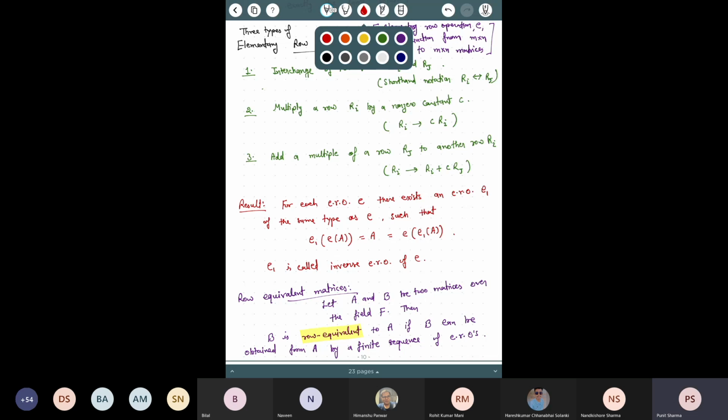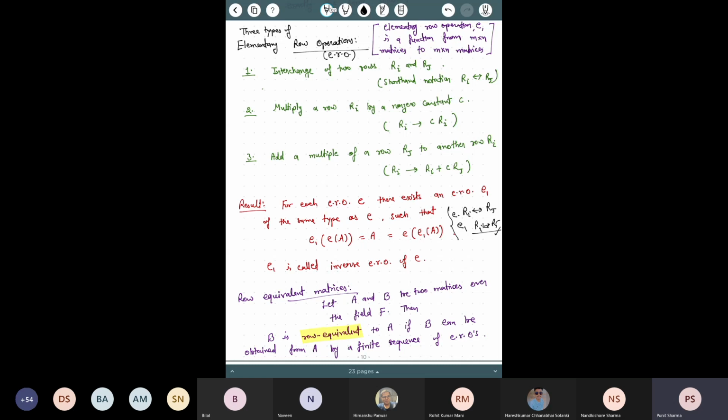Okay, so the first one, you are saying, is Ri interchange with Rj. So this inverse is our E. So what would be E1 now? You tell me for the first one. Rj goes to Ri, so the same thing actually. Again, you interchange Ri and Rj. Yes, so it is the same thing, right? I agree, so this is fine. So this is the first one.